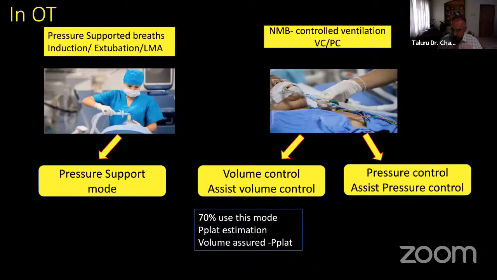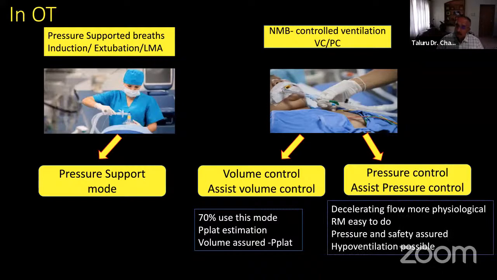So volume is assured irrespective of how high the pressure goes, so you have to monitor the pressure. In volume ventilation, volume is assured, and pressure is the parameter which changes according to the lung condition. That is what you have to monitor. Whereas if you go to pressure control, it's a decelerating flow, which is considered to be more physiological. A single-shot recruitment maneuver is easy to do on pressure control.